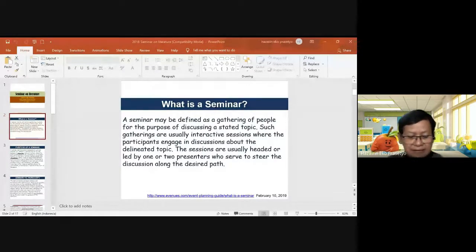In my research last year, all the respondents told me that they were very enthusiastic in teaching English language by using literary works. They said that literary works are very good for reading activities and also very good for moral education. So this is another important aspect of this seminar.